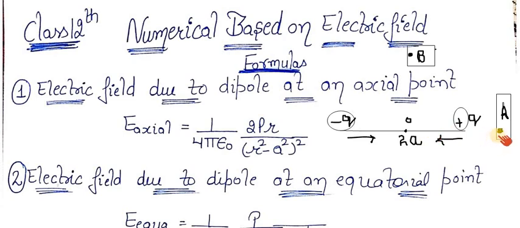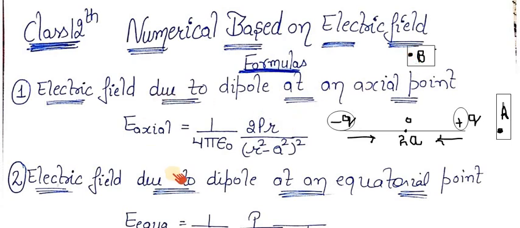Now point A is the axial point for this dipole. What do you mean by axial? That means the point along the axis of the dipole, right? So A becomes the axial point. Now this B point is not an axial point, it's an equatorial point for this dipole. Equatorial means perpendicular distance from the dipole, right? So these two points have different formulas for the electric field due to a dipole, right?